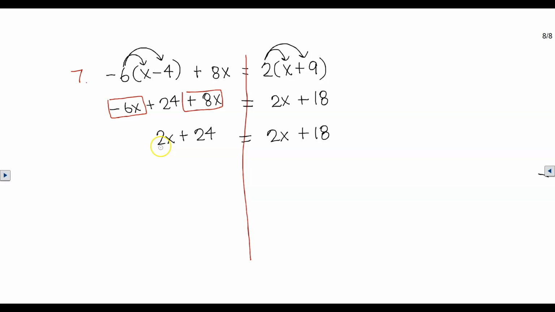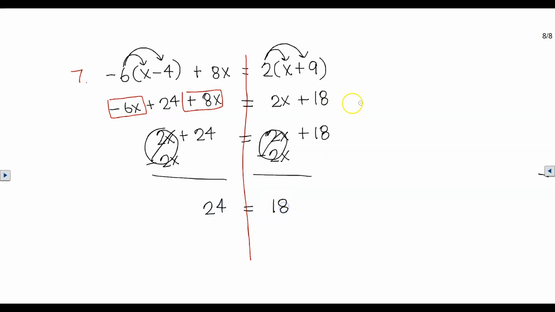Now notice again here how we've got the same variable on both sides. We have 2x on both sides. So when I cancel the smallest, my only choice is to cancel a 2x. So I'm going to cancel them both. So I'm going to subtract 2x on each side. Cancels. Cancels. And so that leaves me with 24 is equal to 18.